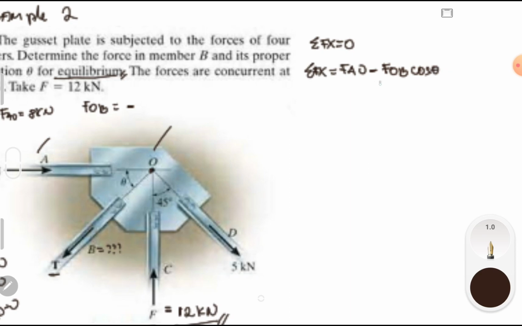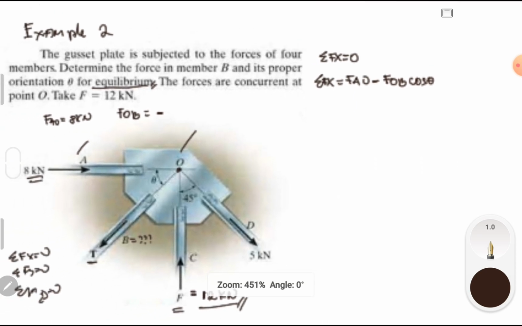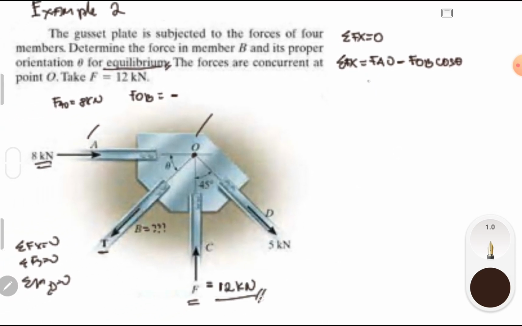Plus our FOD. FOD, so 45 degrees. We may know that this is also 45 degrees because 45 less 90 is 45, right? So FOD cosine 45 degrees. Okay? That is our summation of f of x.